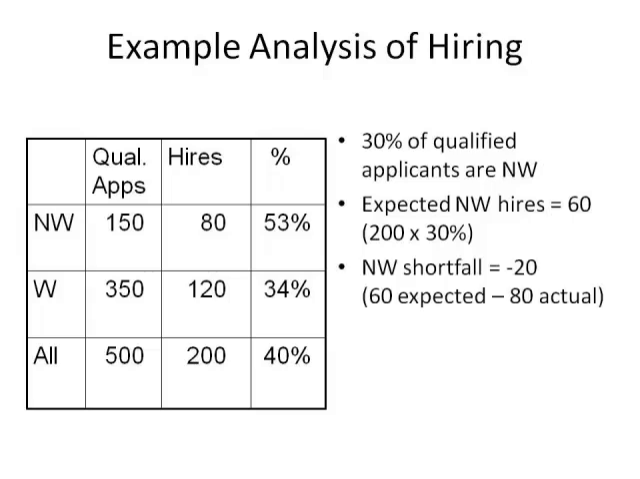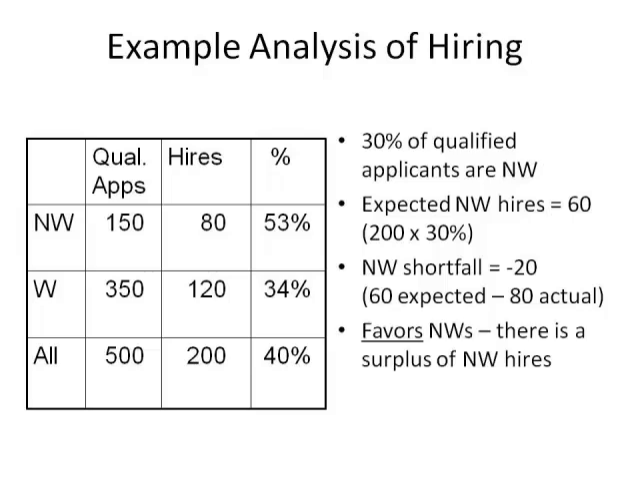In this case, we have a non-white hiring shortfall of -20. We would expect 60, we actually saw 80. So in this example, the hiring is actually favoring non-whites. There's a surplus. We hired more non-whites than we would have expected.